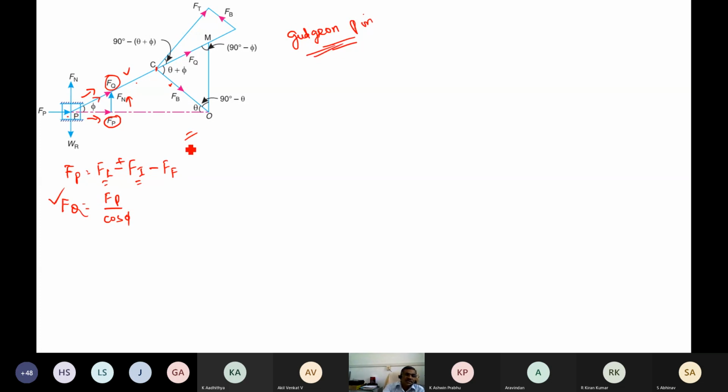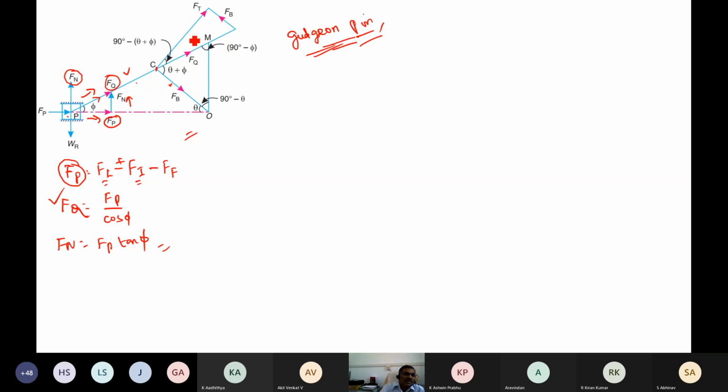Suppose you are asked to calculate the force acting on the Gudgeon pin, that will be equal to Fb. The Fb is equal to the Gudgeon pin force, right? What is Fq? Fq is equal to the force acting on the connecting rod. And what is Fn? Fn is equal to the force acting normal to the cylinder. How to calculate Fn? Fn is equal to Fp into tan phi.